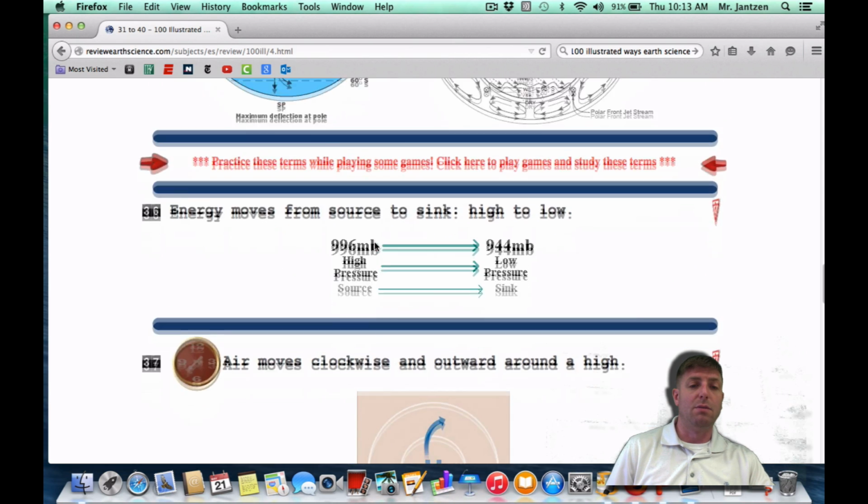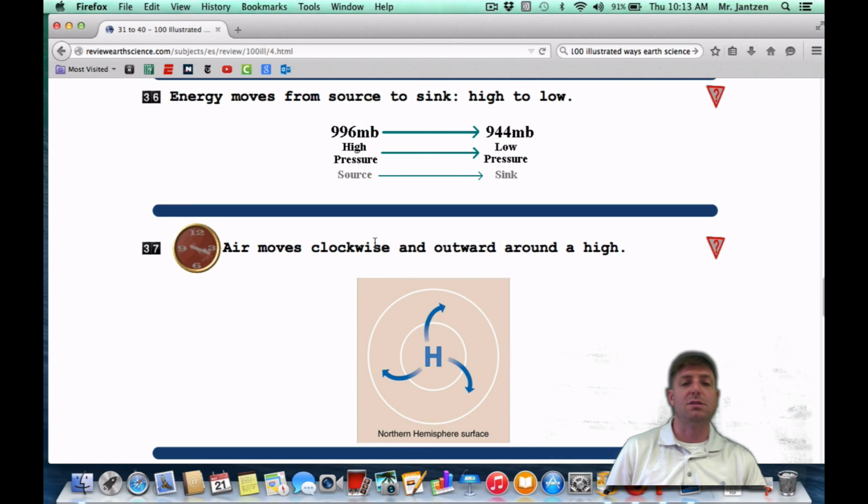Number 36, energy moves from source to sink, or high to low. That's pretty straightforward, okay? This is how winds form. Basically, you have air molecules going from where they're all clustered together to a space that's a little bit more open. We call the area of high energy the source and the area of low energy the sink, okay? So energy always travels from high to low.